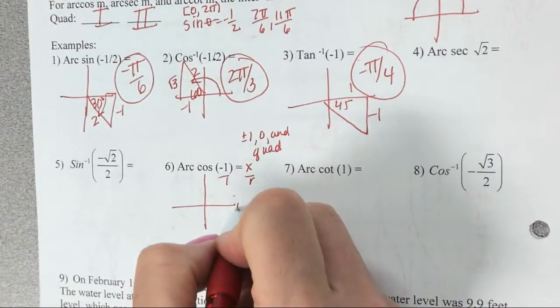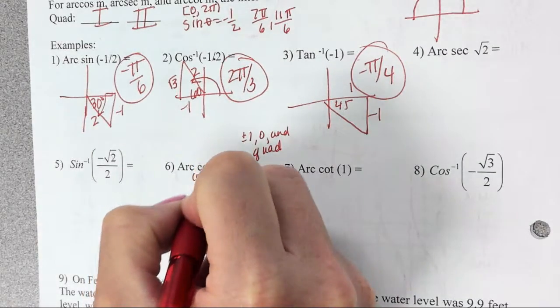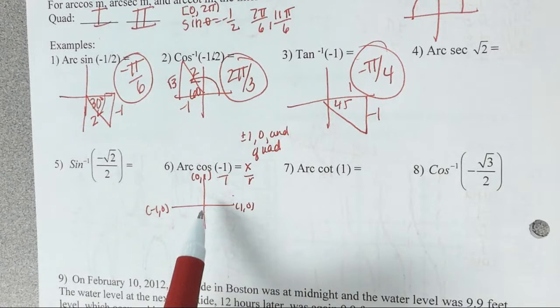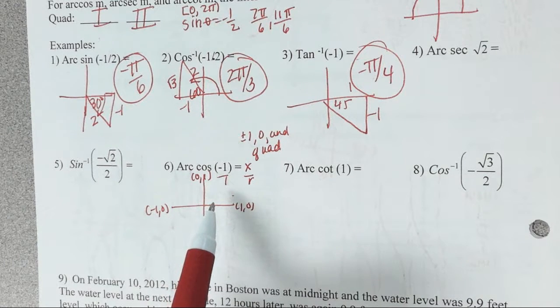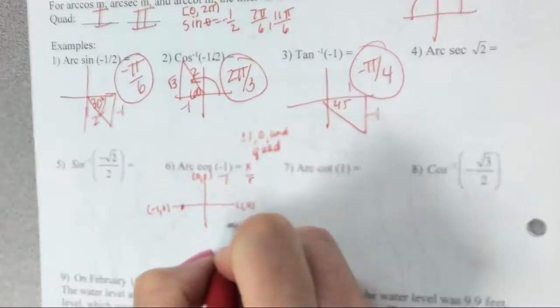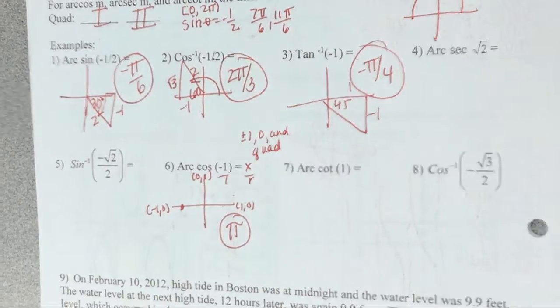Right here, this point is 1, 0. This point is 0, 1. This point's -1, 0. Where is it? On which axis or which radian measure is going to have x be -1? Good job. So right here at pi. Okay?